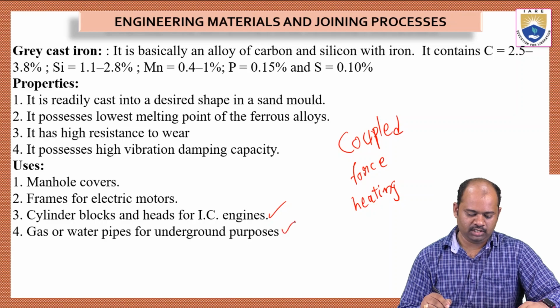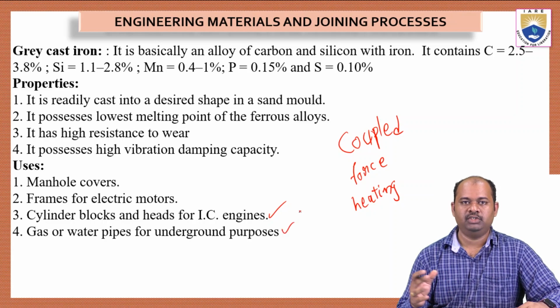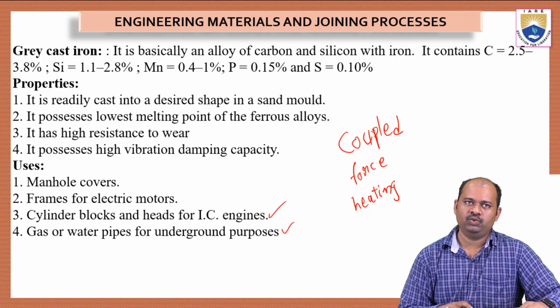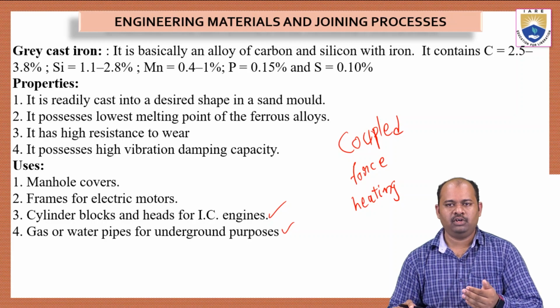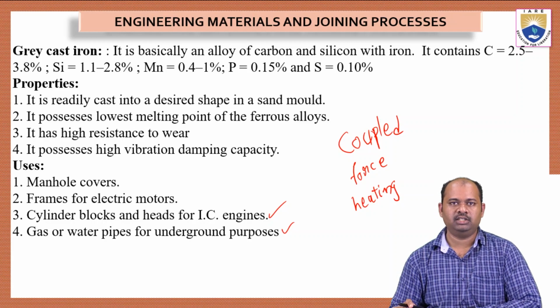And then the fourth application is gas or water pipes, which are laid underground for the transmission of gas or water from one place to another place. So these are also made up of grey cast iron. Now we are going to see the different types of cast irons in the coming lectures.